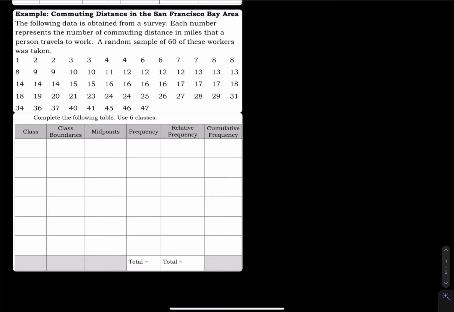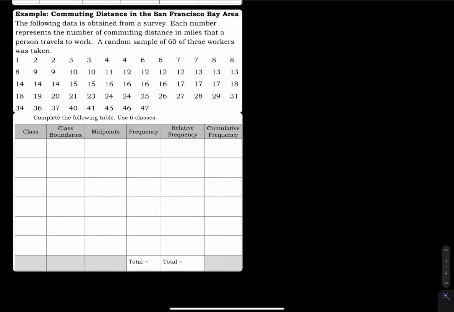A random sample of 60 of these workers was taken. So let's say 1 is me. I travel 1 mile to work. Let's say you are 47. That means you travel 47 miles to work. Let's say my friend is 10. That means my friend travels 10 miles to work. So every number represents a commuting distance. And we have a table. I want to use 6 classes and I want to organize this data using this table.